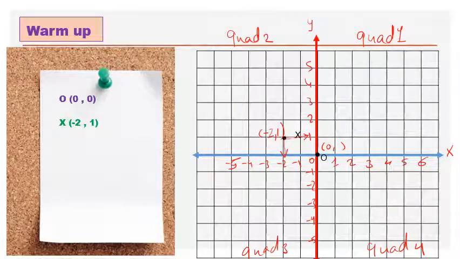So this point is (-2, 1). Now the next point is y. Its x is -4 and its y is -2. This point is in which quadrant? It's in the third quadrant. So it's (-4, -2). Next, this point is on the axis, on the x-axis, so it's not in any quadrant. It has an x of 3 and a y of 0. How about this point? The x is 0 and the y is 4.